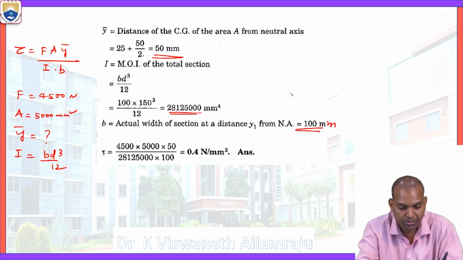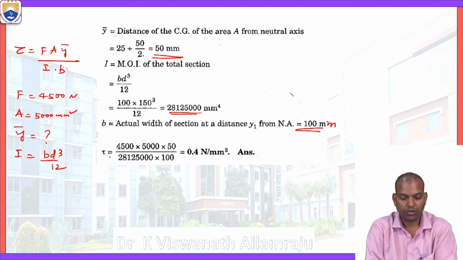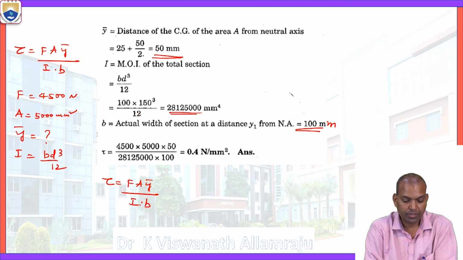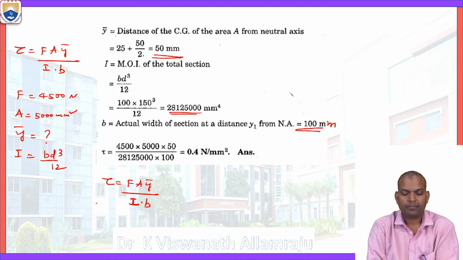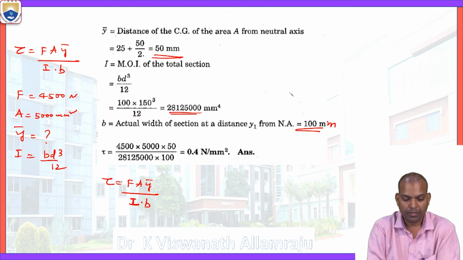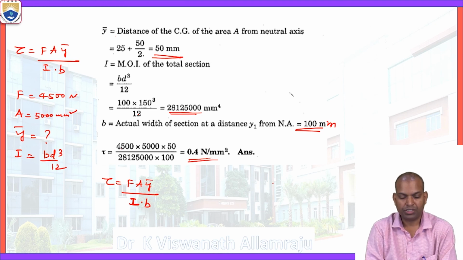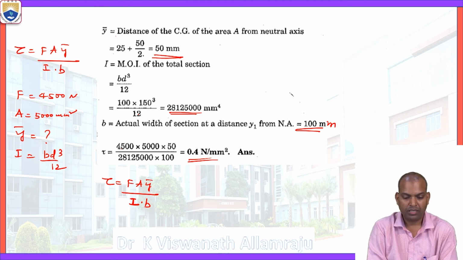B is 100 millimeters. By substituting all these values in the formula, tau equals FAȳ by I times B. What is the F value? 4500. What is the A value? 5000 square millimeters. Ȳ is 50 millimeters, I is 28125000 mm to the power 4, and B is 100 millimeters. After substituting, the shear stress at a distance of 25 millimeters is 0.4 newton per square millimeter.